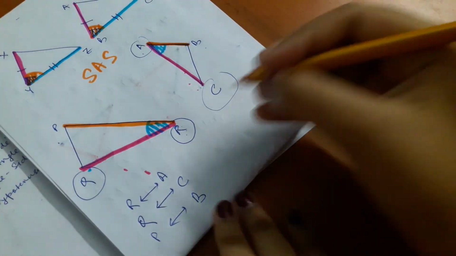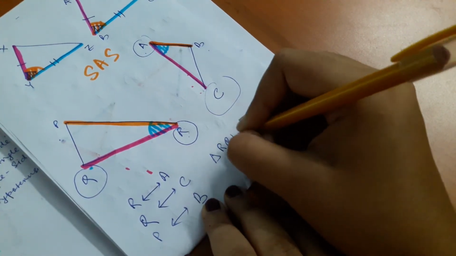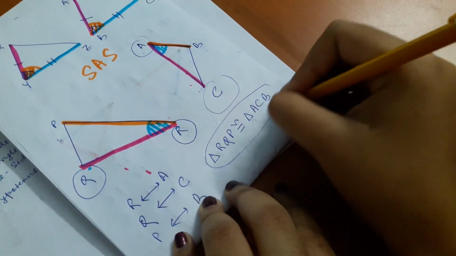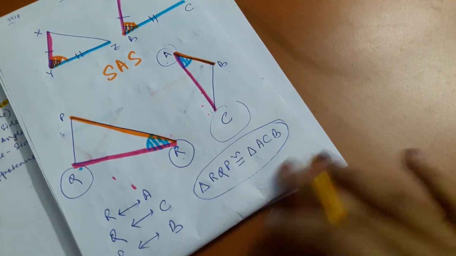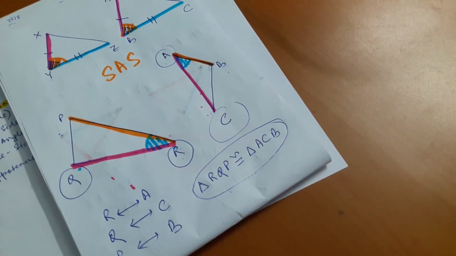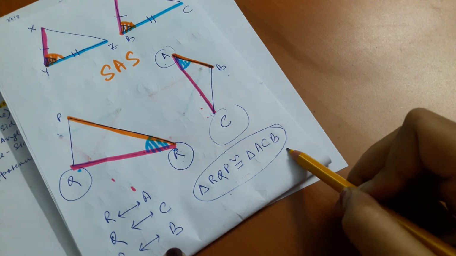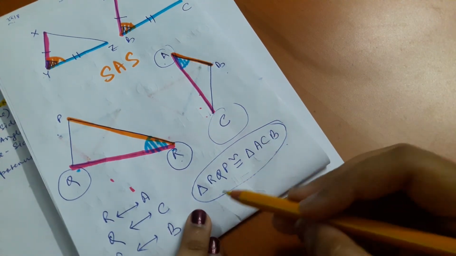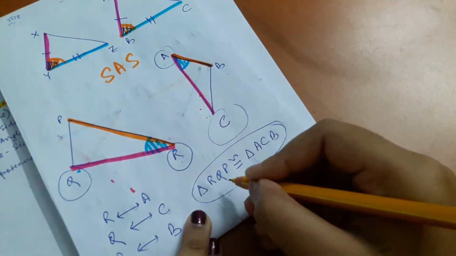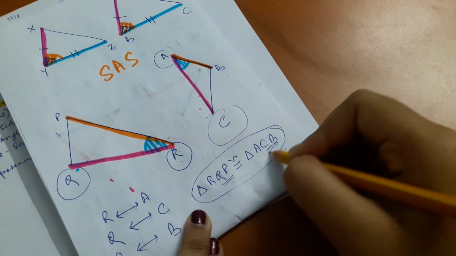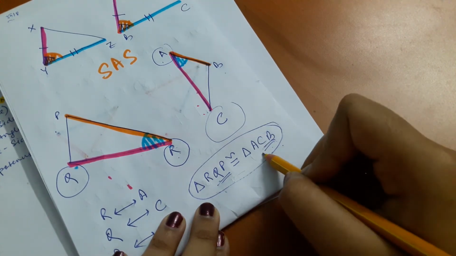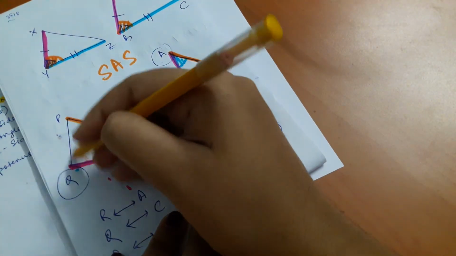So ultimately we can write triangle RQP is congruent to triangle ACB. Okay, so this is our congruency. Triangle RQP is congruent to triangle ACB, maintaining the order. So if we know about this congruency, what else can we say? We can say that if we talk about PQ, this PQ is equal to BC. See, maintaining the order from this statement, PQ is equal to BC, meaning BC is equal to PQ.